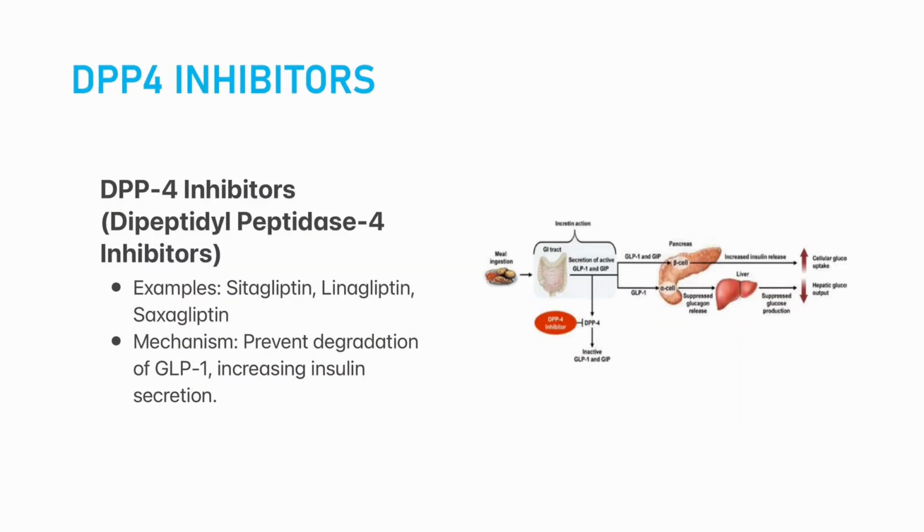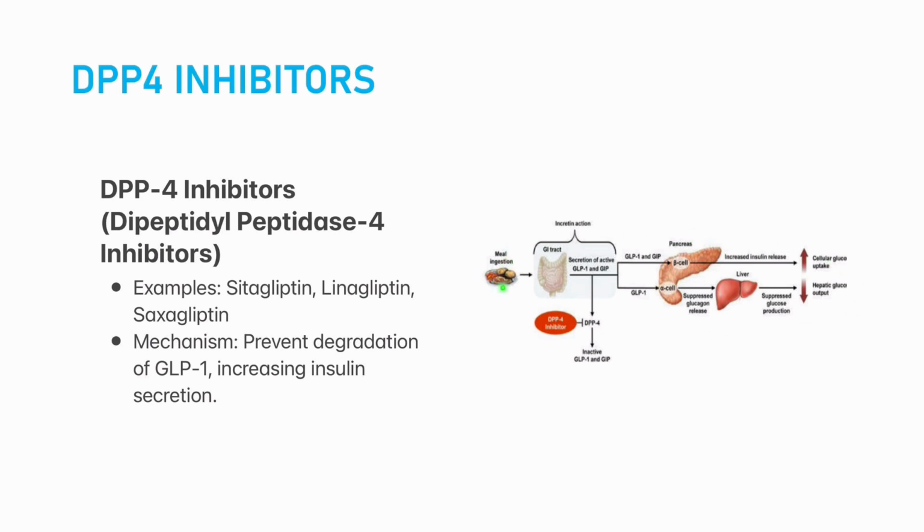Next is DPP4 inhibitors. The expansion is dipeptidyl peptidase 4 inhibitors. The mechanism is it prevents degradation of GLP-1, increasing insulin secretion. So if you understand the previous slide, where I explained the GLP-1, this would be easier for you.